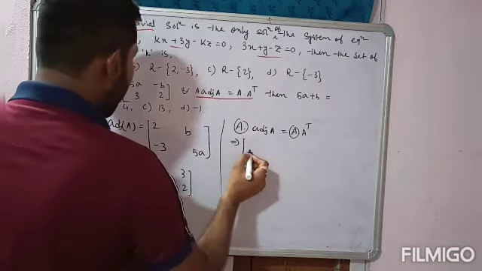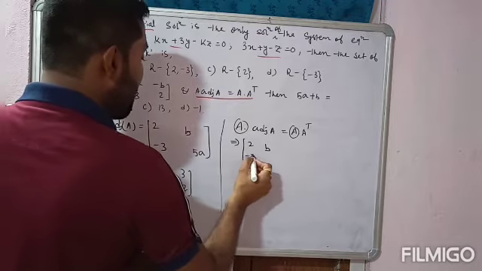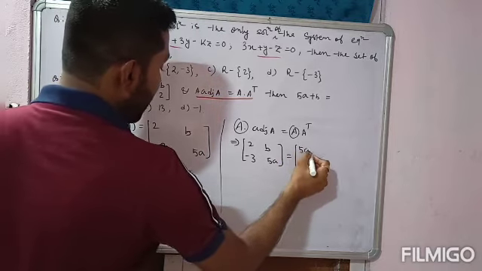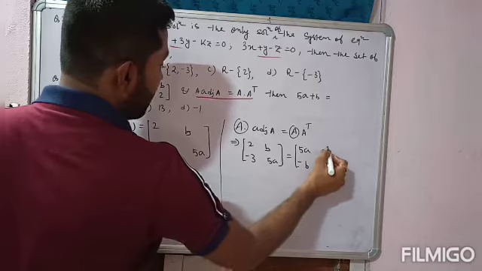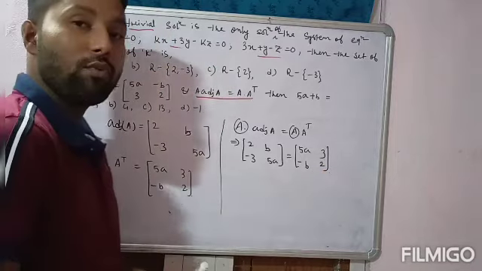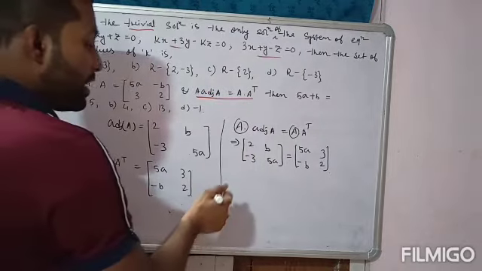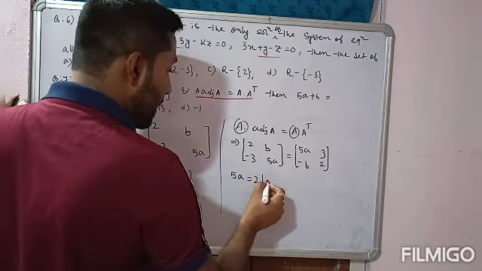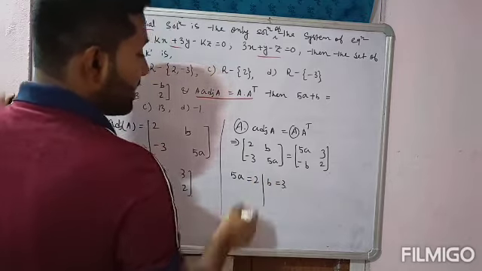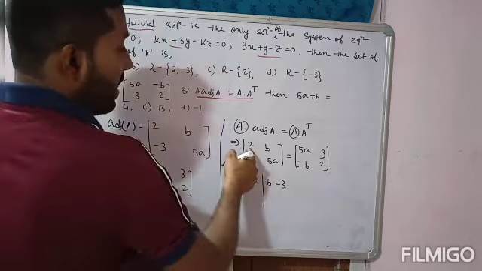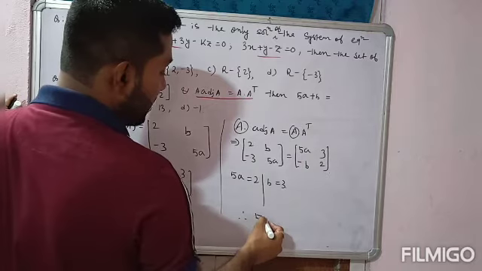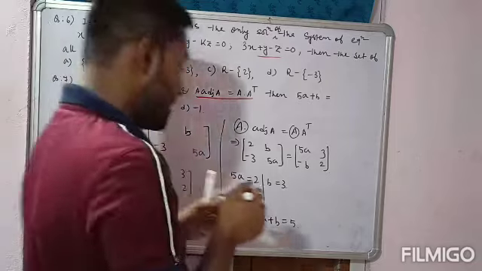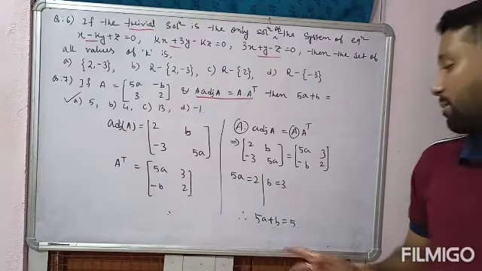So put the value of adjoint of A on the left hand side, that is [2, b; -3, 5a]. This is equal to A transpose, which is [5a, 3; -b, 2]. So these two are equal matrices, which means their corresponding elements are also equal. So corresponding elements equal means 5a is equal to 2, and b is equal to 3. Therefore you have to find the value of 5a plus b only. So 5a plus b is equal to 5. So the first option is the correct answer.